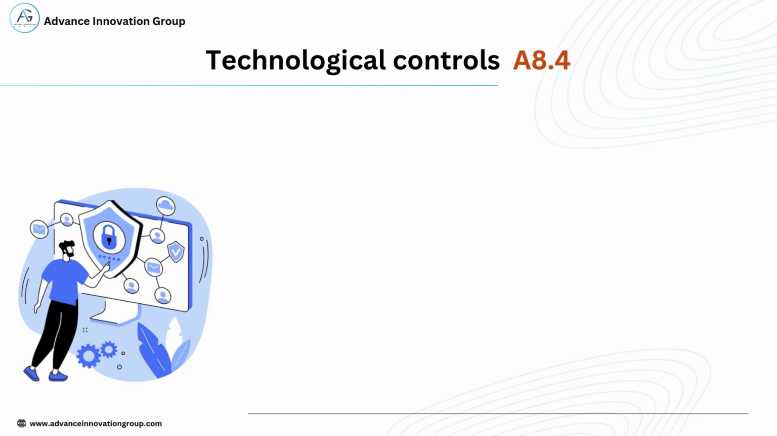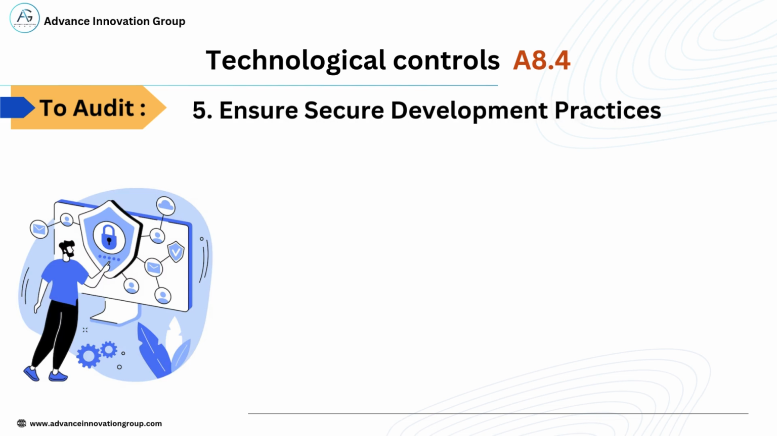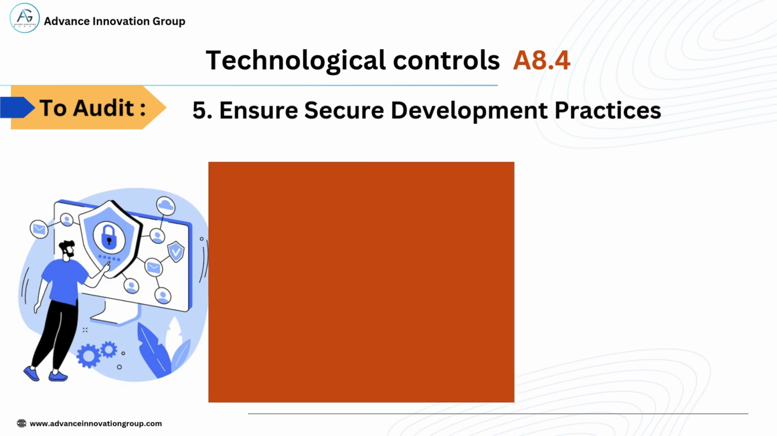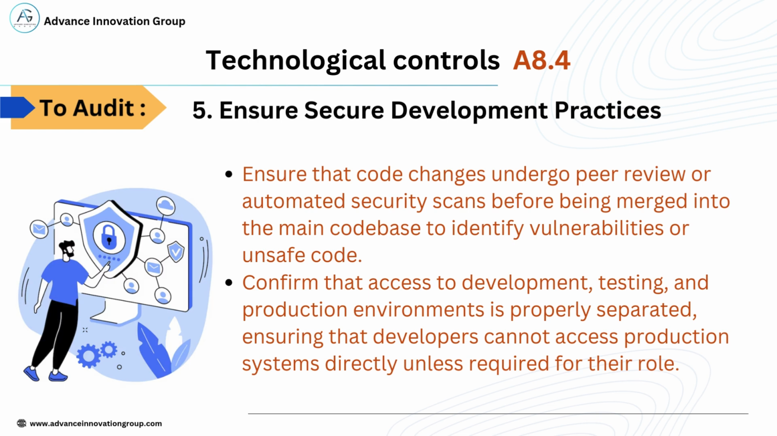Technological controls A 8.4. To audit 5. Ensure secure development practices. Ensure that code changes undergo peer review or automated security scans before being merged into the main code base to identify vulnerabilities or unsafe code. Confirm that access to development, testing, and production environments is properly separated, ensuring that developers cannot access production systems directly unless required for their role.